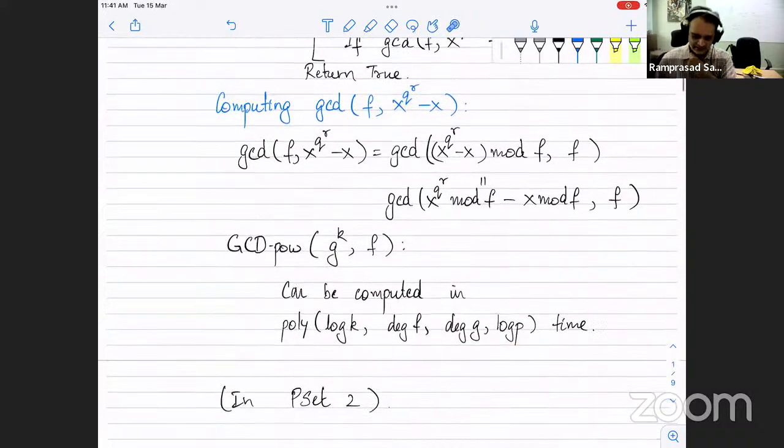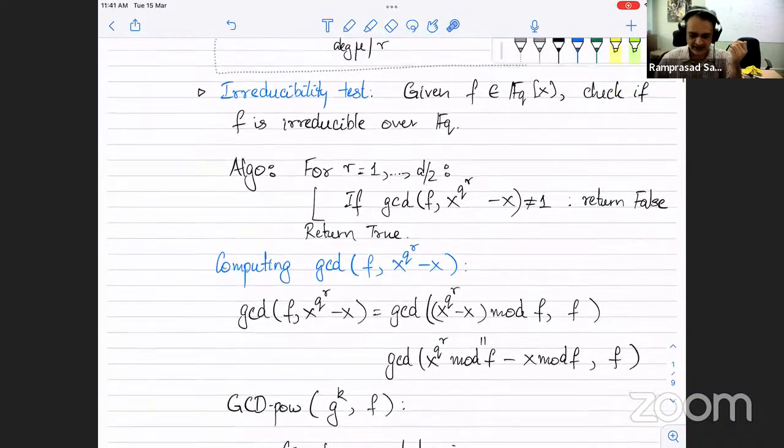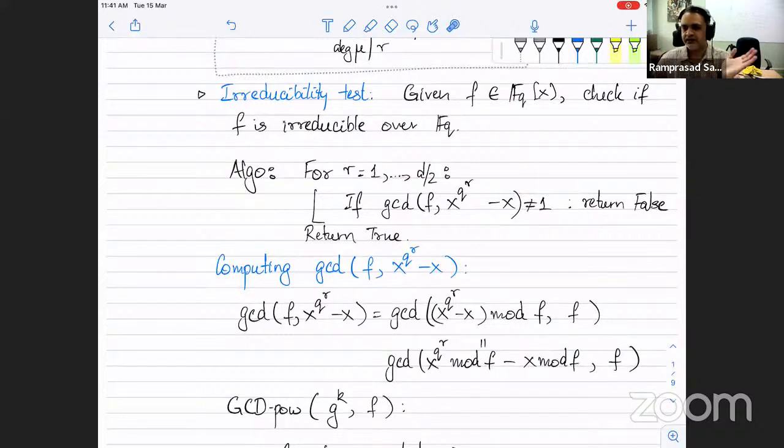And this is something that is there in your problem set 2, which I put up maybe on Sunday or something. So you are explicitly asked to just code it up and convince yourself that that's what you do. Once you do this, you just instantiate it for g equal to x and k equal to q to the power r. And this basically completes the irreducibility test. So there's a polynomial time algorithm to tell you whether or not a certain polynomial is irreducible over the base field. So this is basically what we saw last time.